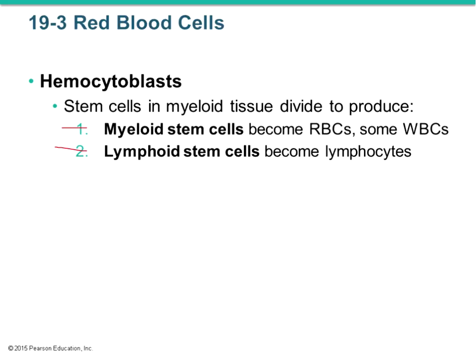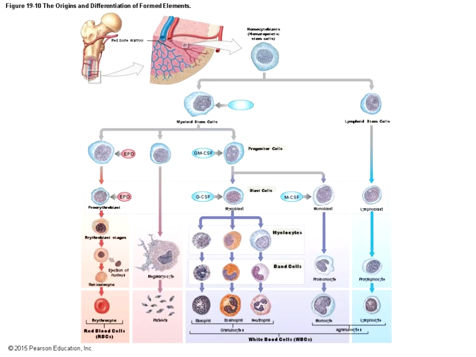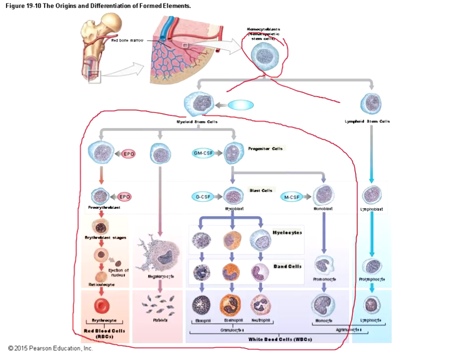Myeloid stem cells pretty much manufacture every type of blood cell except lymphocytes, which come from lymphoid stem cells. And I think I have an image here where you can see that. Right here is a hemocytoblast. It's going to convert into one of two things: a myeloid stem cell or a lymphoid stem cell. As you can see, myeloid stem cells basically produce just about everything, from red blood cells to platelets to a lot of the white blood cells. The only ones they aren't producing are lymphocytes. Lymphocytes come from lymphoid stem cells.